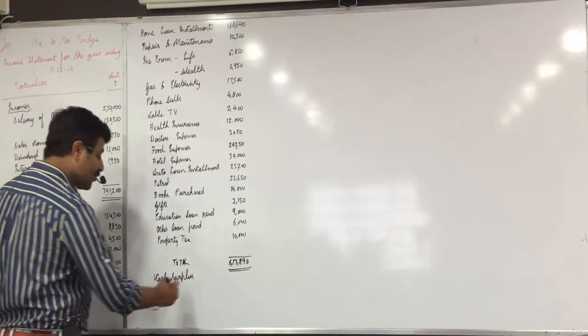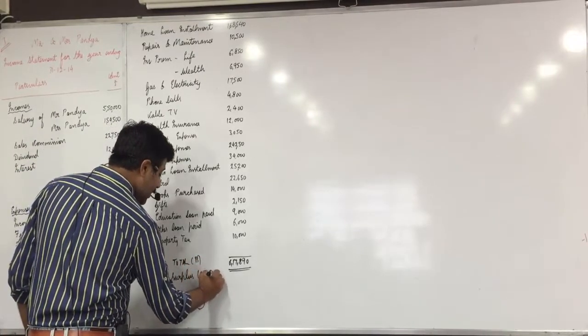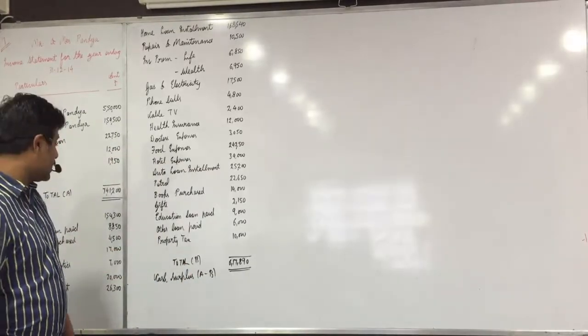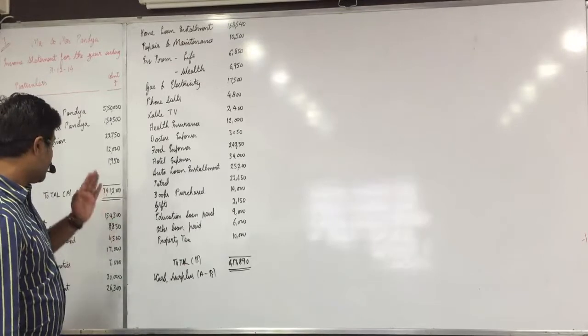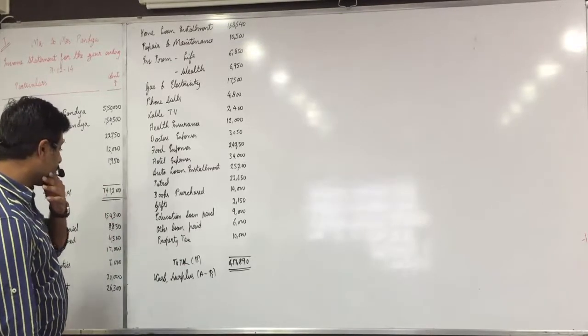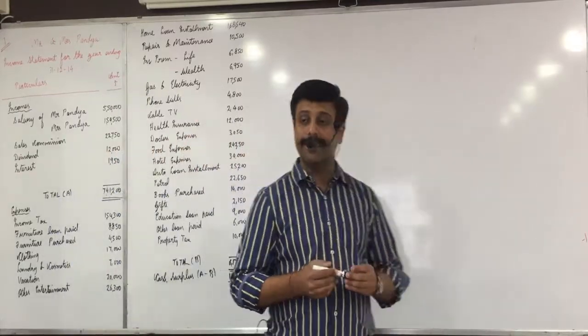So this itself is the final cash surplus. No investments are made in the current year. So 741,200 minus 617,890. That is 1,23,310. Did everyone understand this? Any doubts on it?